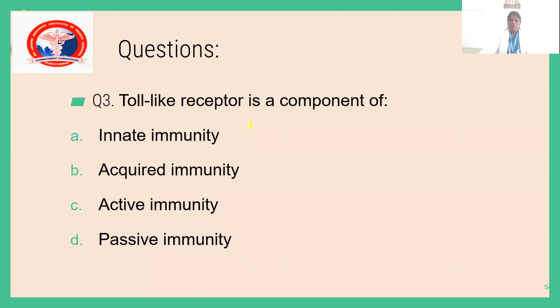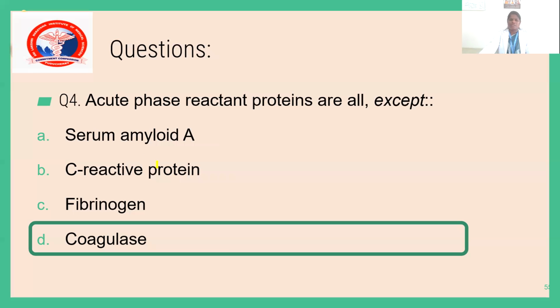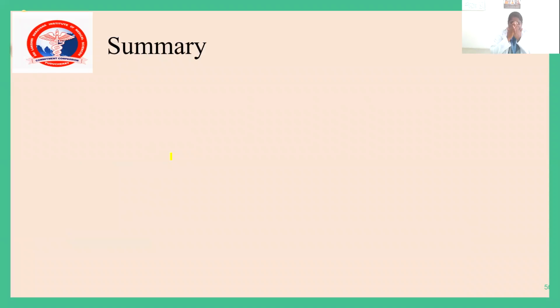Toll-like receptor is a component of innate immunity, as you already know. Coming to acute phase reactant proteins, all are except, you know already what that is. Yes, coagulation.